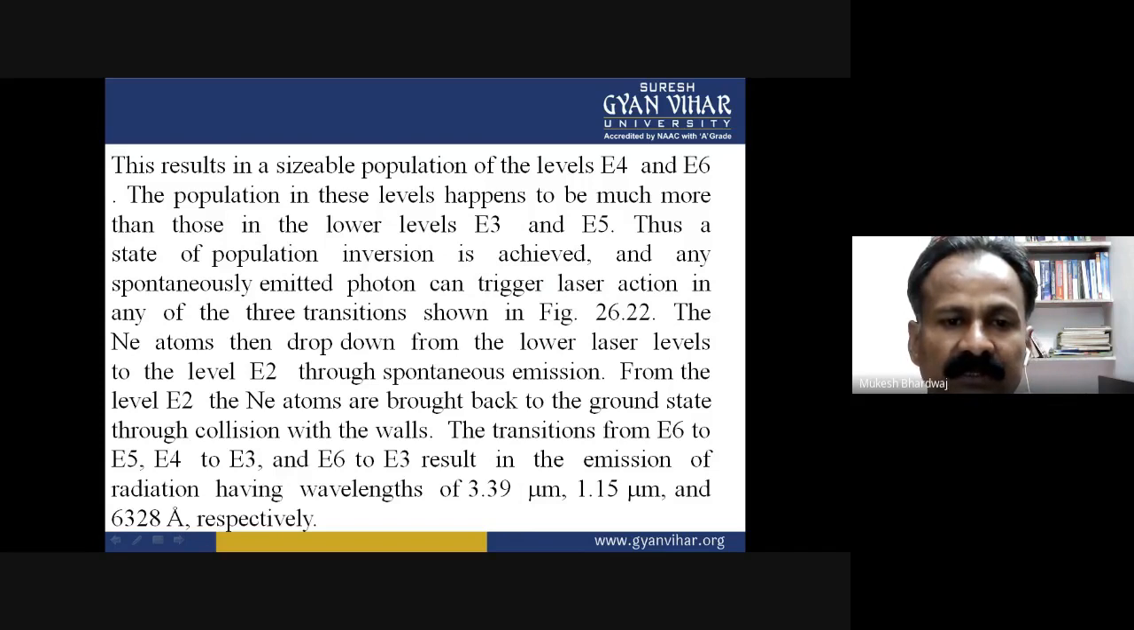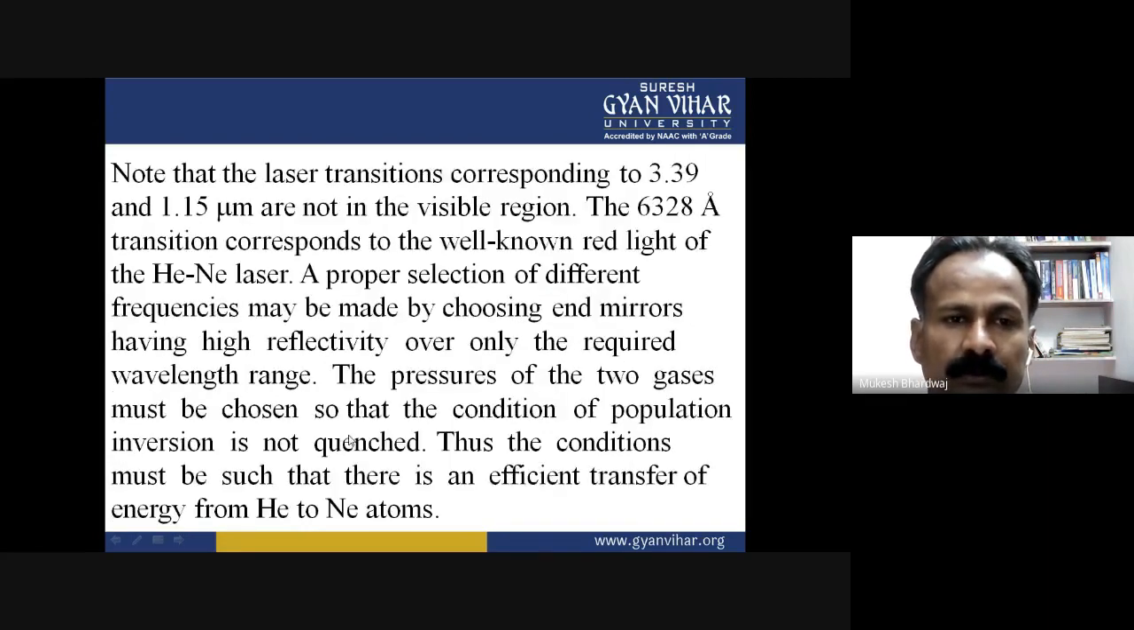The transitions from E6 to E5, E4 to E3, and E6 to E3 result in the emission of radiation having wavelengths of 3.39 micrometer, 1.15 micrometer and 6,328 Angstrom respectively. So this is the pictorial description. In the previous slide, we had seen the diagram, and this slide shows the description of that pictorial representation. Note that the laser transitions corresponding to 3.39 and 1.15 micrometer are not in the visible range.